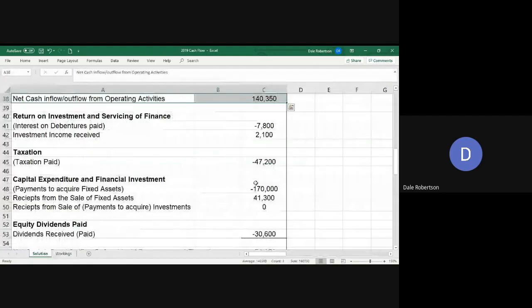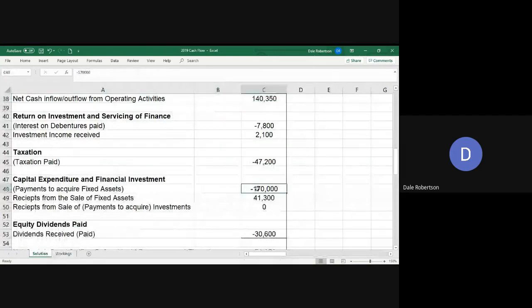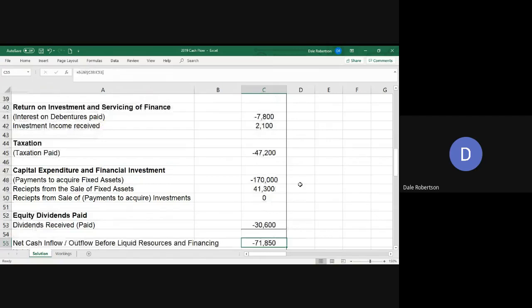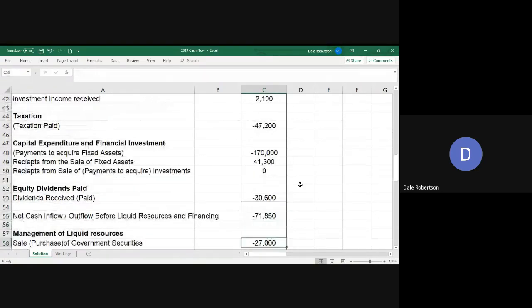Then you also have payment to acquire a fixed asset, that's the purchase of a fixed asset from the fixed asset T account. The receipt from the sale of the fixed assets, how much money we received when we sold or disposed of that asset. The investments didn't change. There were 40,000 last year and there's still 40,000. But the dividends, that's from your P&L figure, that is 6 cents on 510,000. You add up all of that to get -71,850.